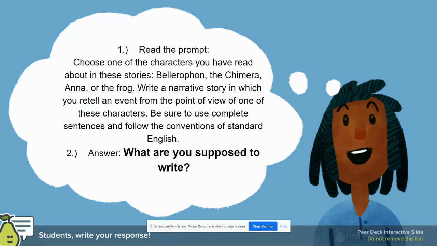We are going to read this prompt and think about what you are supposed to write after reading the prompt. Choose one of the characters you have read about in these stories: Bellerophon, the Chimera, Anna, or the Frog. Write a narrative story in which you retell an event from the point of view of one of these characters. Be sure to use complete sentences and follow the conventions of standard English. What are you supposed to write? What does it tell you to write? Think for a moment.